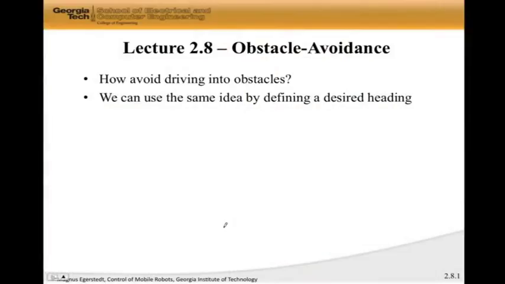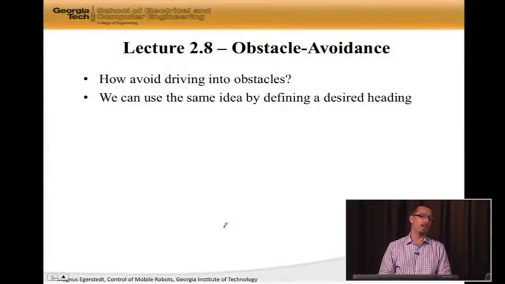So the one behavior that I want to talk a little bit about is obstacle avoidance, because go to goal and obstacle avoidance are really the dynamic duo of mobile robotics. We're going to do more things, of course, but underneath the hood, there will always be a go to goal and an obstacle avoidance behavior. And let's think a little bit about how one should avoid driving into obstacles, because going to a goal location was not particularly complicated. Well, we can clearly use the same idea as we did in Go to Goal by defining a desired heading and then simply steer in that direction.